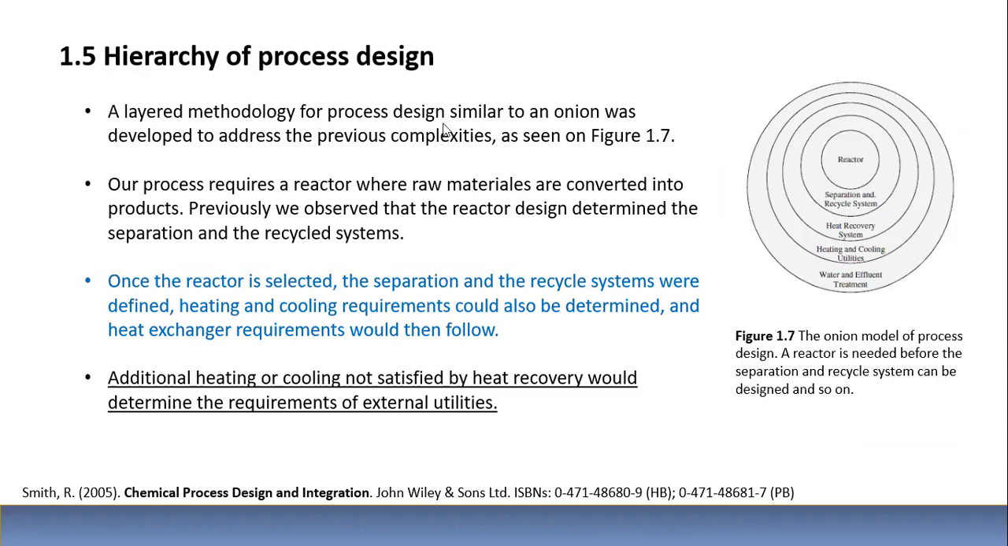Layer methodology for process design similar to an onion was developed to address the previous complexities as seen in figure 1.7. Our process requires a reactor where raw materials are converted into products. Previously, we observed that the reactor design determined the separation and the recycle systems. Once a reactor is selected, the separation and the recycle systems were defined. Heating and cooling requirements could also be determined, and heat exchanger requirements would then follow. Additional heating or cooling not satisfied by heat recovery would determine the requirements of external utilities.